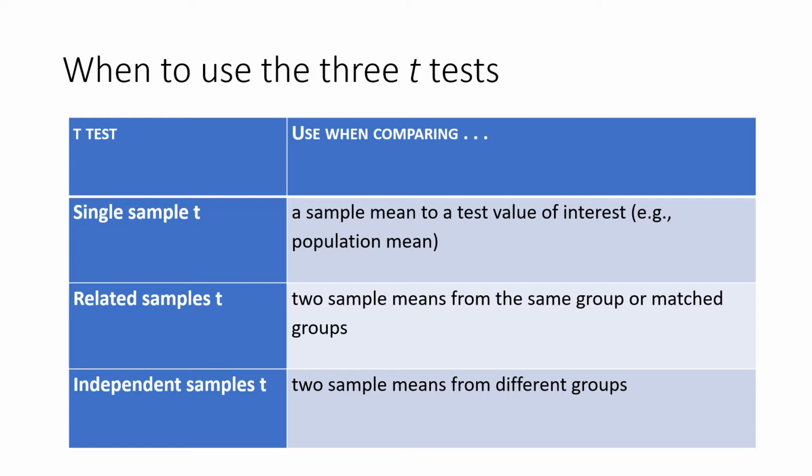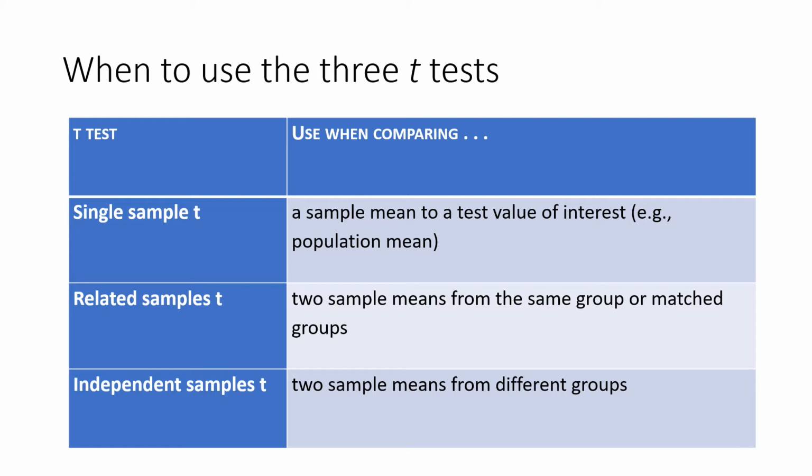Now you know 3 different t-tests. The first one is a single sample t, the related samples t, and the last one, the one we'll cover in this chapter, is the independent samples t. They have a similar logic, but you need to use them in slightly different situations.